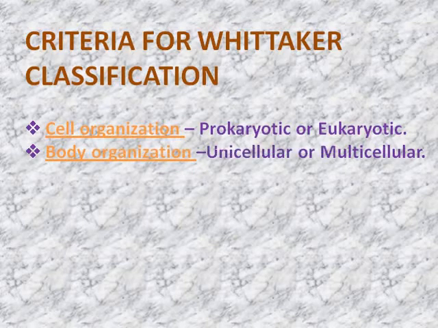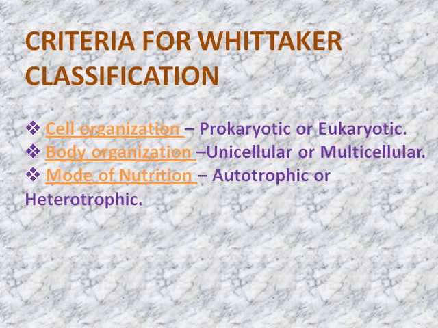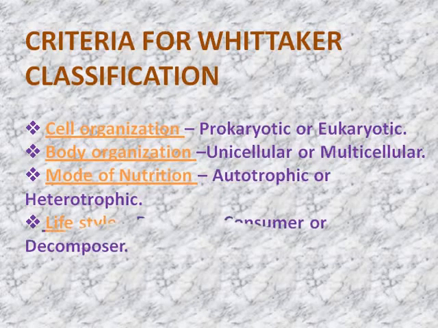Now, second criteria was body organization. Whether an organism contains one cell, that is unicellular, uni means one, or whether it is multicellular, more than 2 cells. Next category was mode of nutrition, whether they are autotrophic, they are making their own food, or heterotrophic, that means they are depending on others for their nutrition.